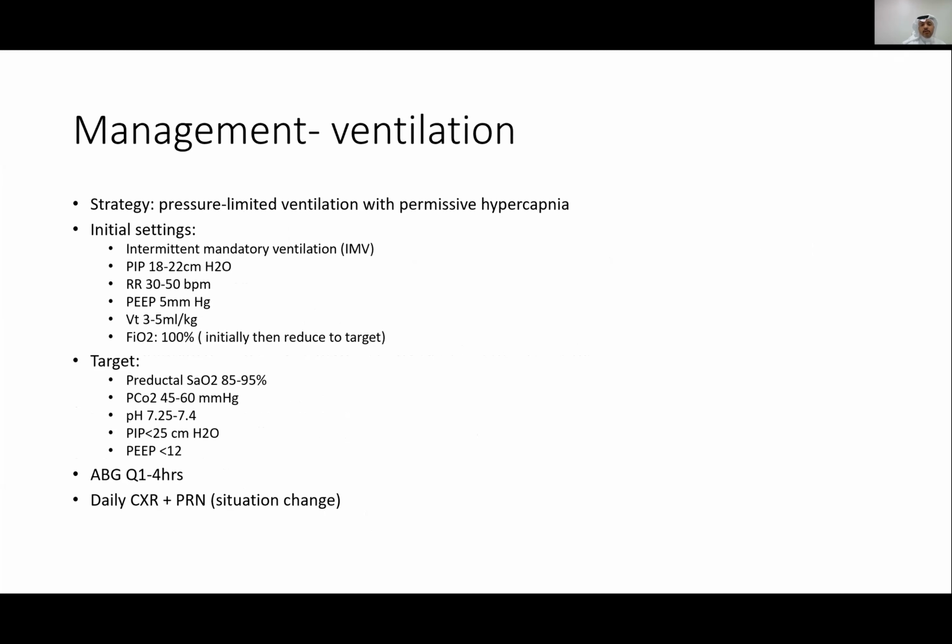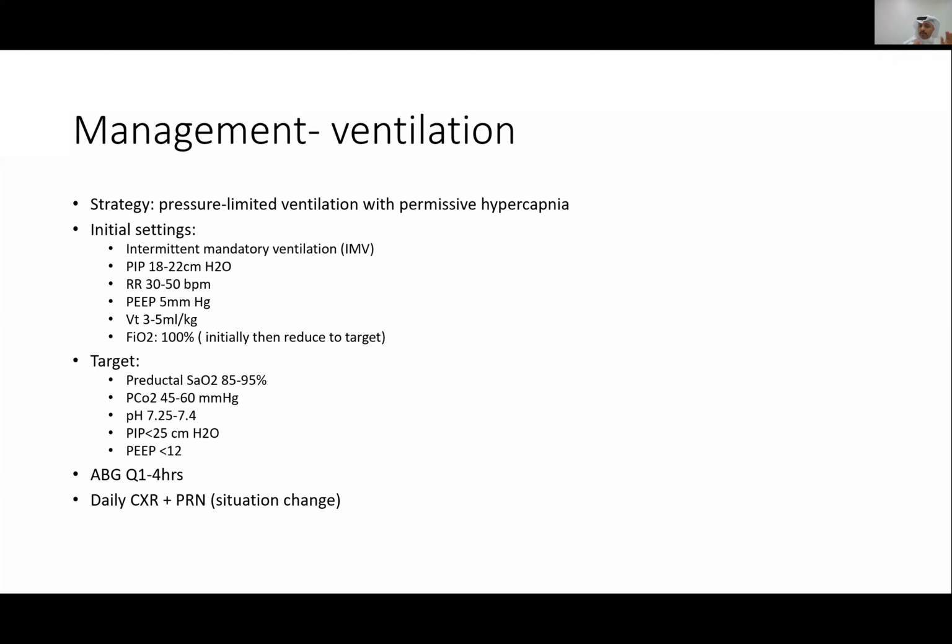So what about ventilation? What is the key to ventilate these babies? What are the principles? Generally the principles are pressure-limited ventilation to avoid barotrauma and allow permissive hypercapnia. Okay, so your initial settings are intermittent mandatory ventilation or IMV. Your PIP to begin with is 18 to 22. Your respiratory rate 30 to 50. You get a PEEP of 5, tidal volume 3 to 5 ml per kilo, and FiO2 of 100%.